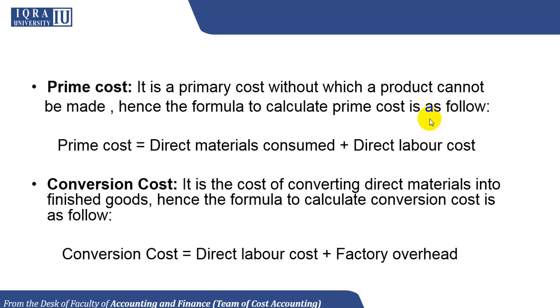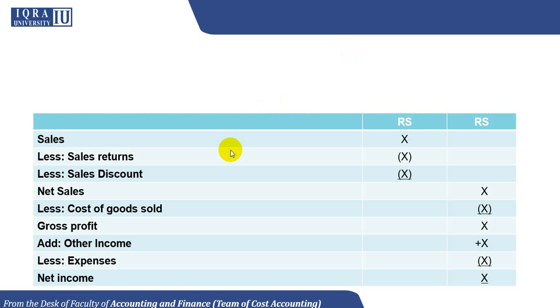Now this is the income statement, right? Income statement. How to prepare the income statement? Sales, less returns and discounts, net sales. After deducting cost of goods sold, which you have already calculated from the previous section, we got gross profit. Then we add other income and then less operating expenses. So what will we get? We get net income.